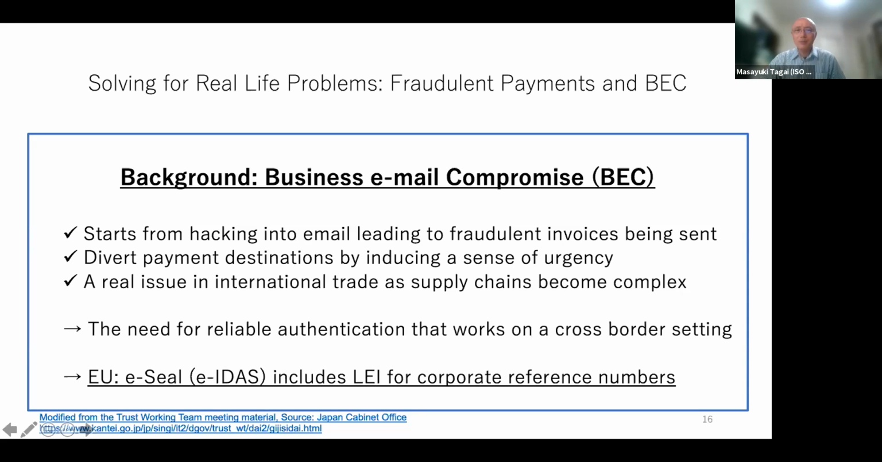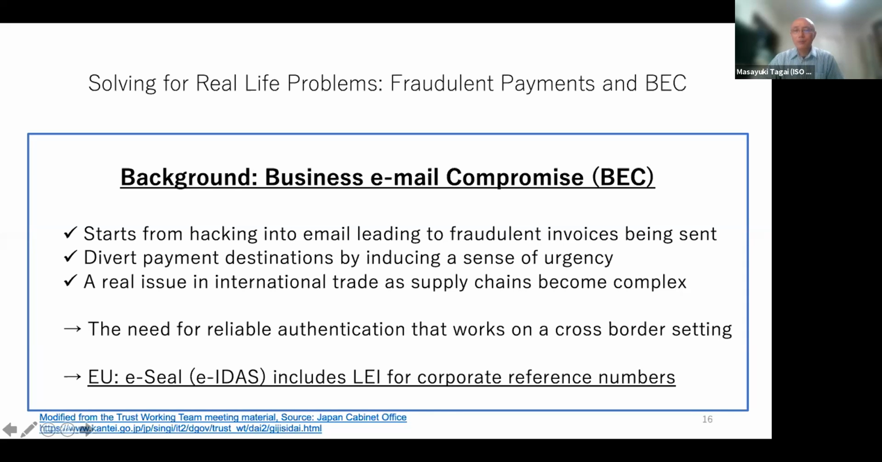The background is business email compromise. Your employee clicks a link on an email, and your system gets infiltrated eventually. Your invoices are faked and the payments are diverted somewhere else. And it's a huge problem because last year the supply chain has become very complex. Everything was shifting. And if you got a phone call saying, hey, I'm your new supplier, you've got to send me this payment by the end of today, otherwise we're not going to supply you anymore. And a lot of these fraudulent payments have been growing exponentially over the last few years.